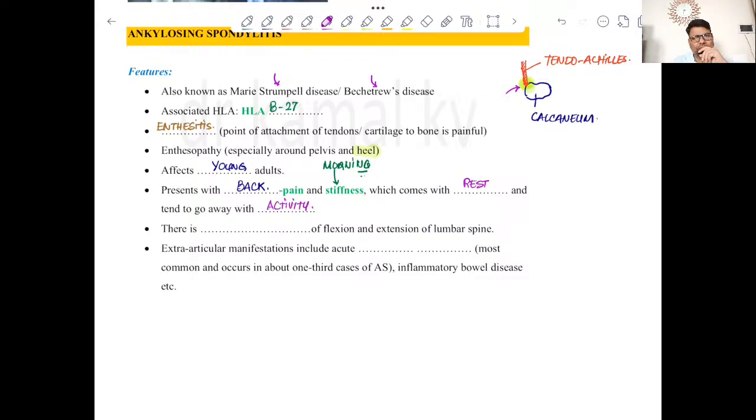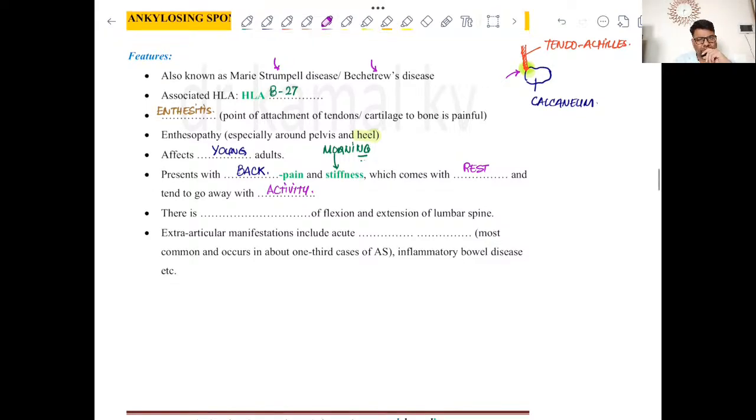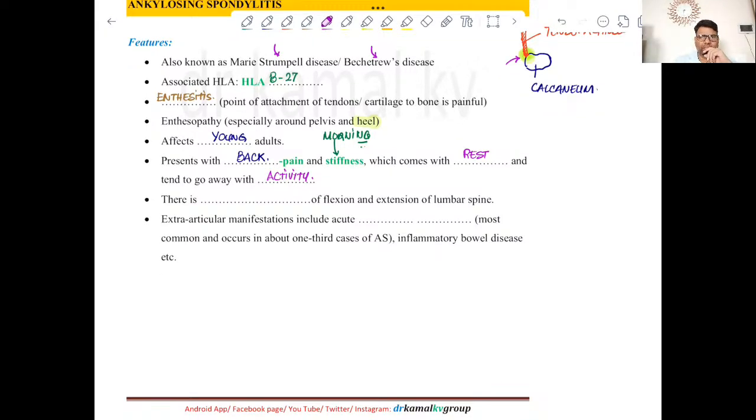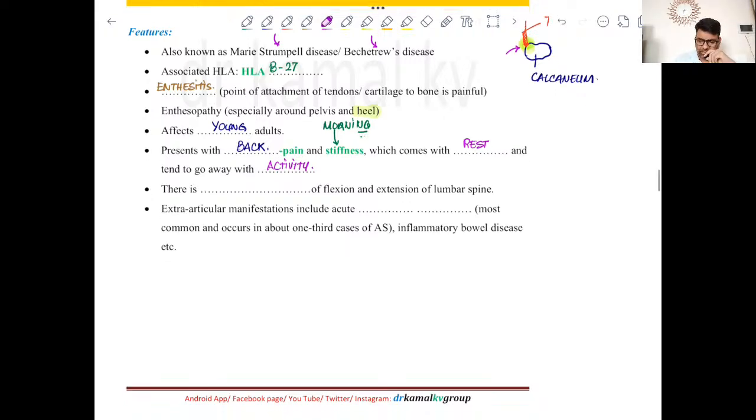So if the patient is sleeping or sitting somewhere, after some time he will have back pain or enthesitis kind of pain, and as he is involved in activities like walking or going here and there, the pain will subside. So this is the classical presentation, and when the patient says this much only, we are in a state of mind that yes, he might be a case of ankylosing spondylitis.